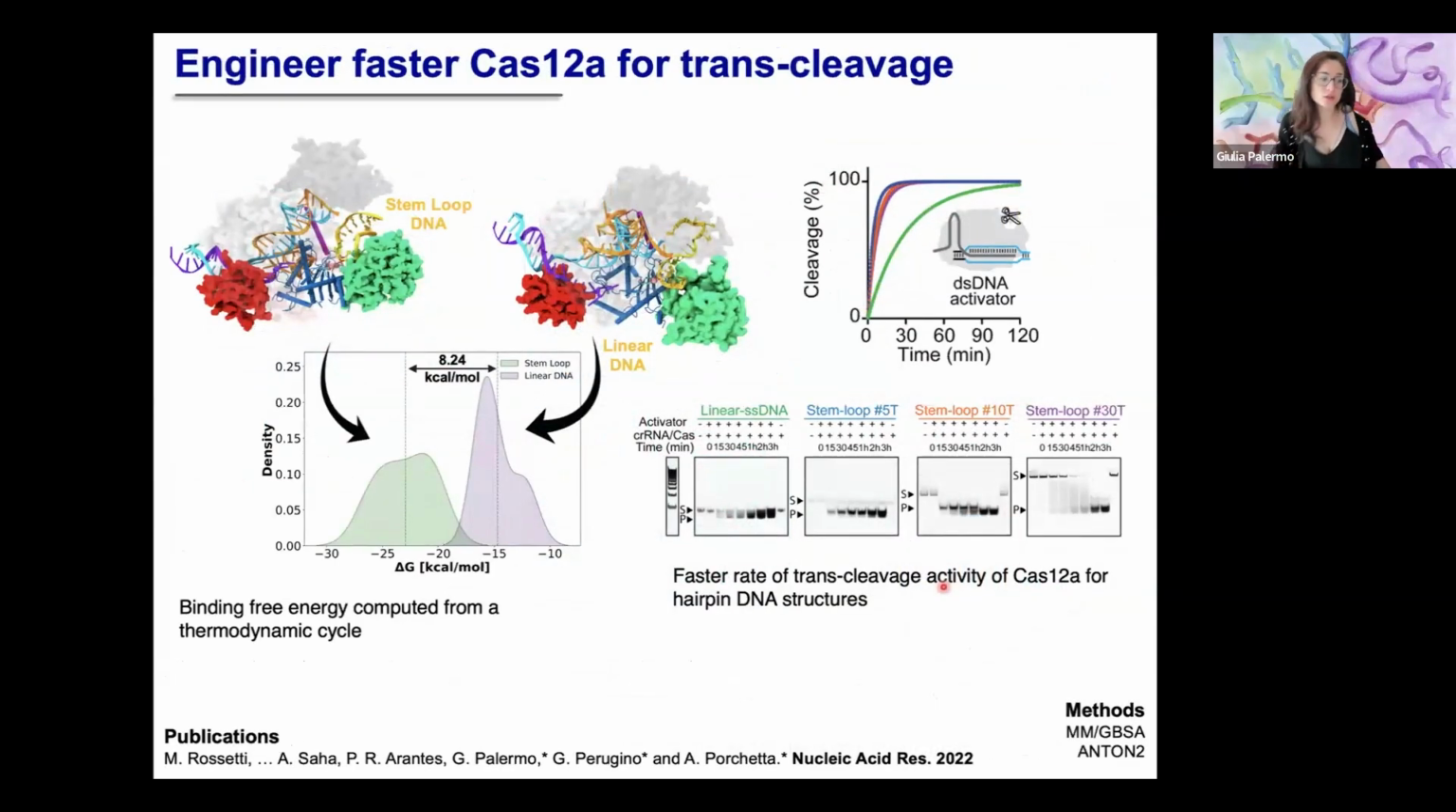As I said, Akash also worked in collaboration with an Italian group to provide a model for transcleavage, and what they found is that binding of a stem loop is favored with respect to a single-stranded DNA, which is in agreement with cleavage experiments showing that Cas12a performs transcleavage faster in the presence of a stem loop. So a stem loop is a better substrate for transcleavage.